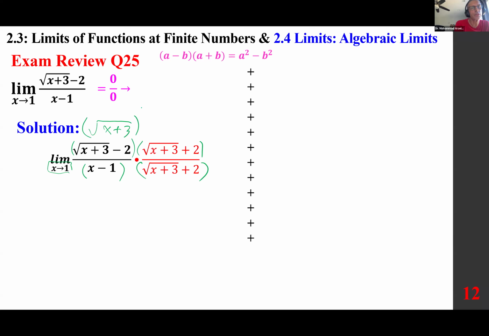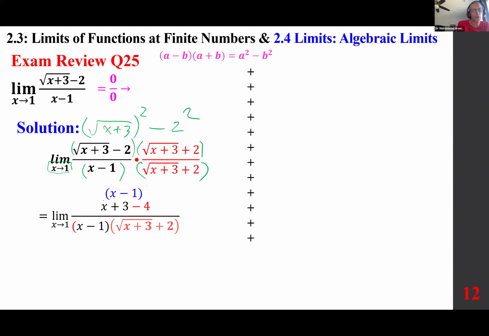Square root of x plus 3 quantity squared minus 2 squared. 3 and negative 4, they add up to negative 1. And now x minus 1 cancels out the x minus 1. And if we plug in 1, we get square root of 4, which is 2, and 2 plus 2 is 4. So the final answer is 1 over 4.